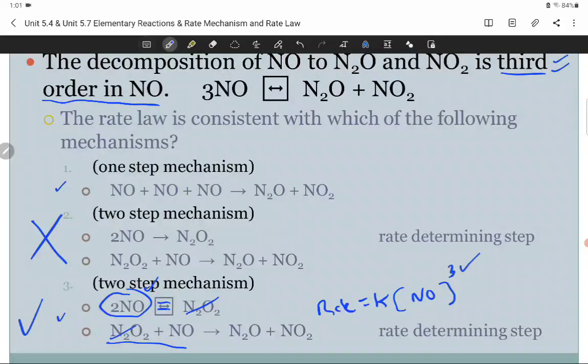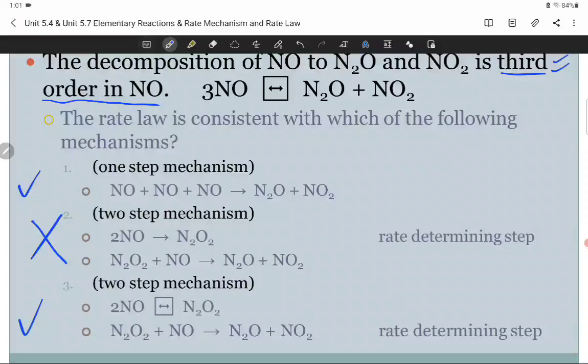So we have two of these that we really like. Well, I'm only allowed to get one answer. There's only one right answer. Well, it looks like there's two right answers. No, there is one right answer. So which one is most likely to occur?